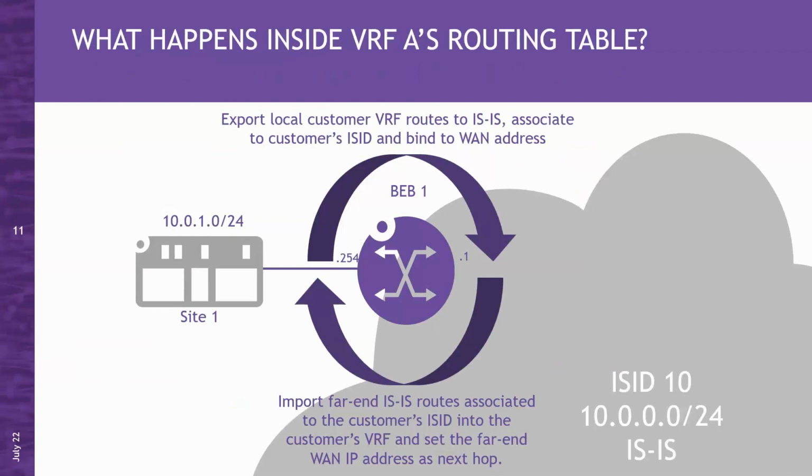When routes are exported and imported, they are tagged with the ISID number. So the ISID number isolates routes from different customers in the routing table and is also used to select which routes will be imported into the local VRF. If you're familiar with MPLS or EVPN, the ISID plays a role similar to that of the route distinguisher and route target in MPLS or EVPN.